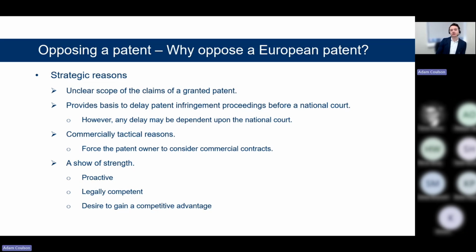An EPO opposition may also be filed for commercially tactical reasons. For example, to force a patent owner to consider negotiating commercial contracts between you and them. Such commercial contracts may be a license agreement in respect of the rights afforded by the European patent. If your opposition looks strong, this may force the patent owner's hand in offering you favourable terms under the license.